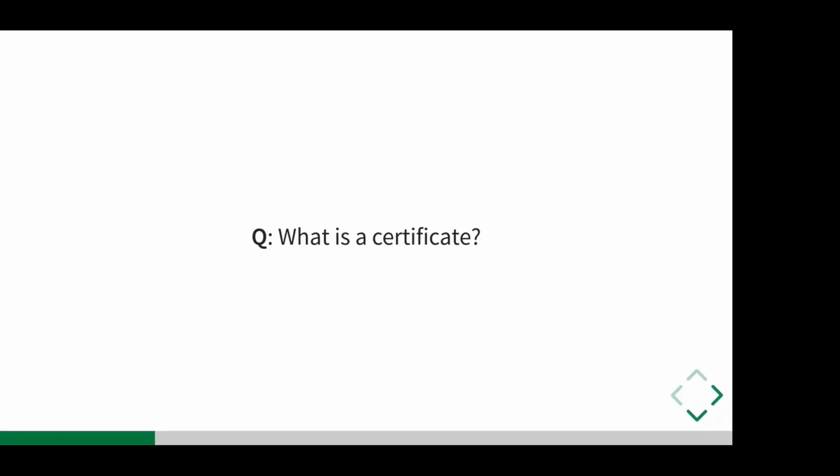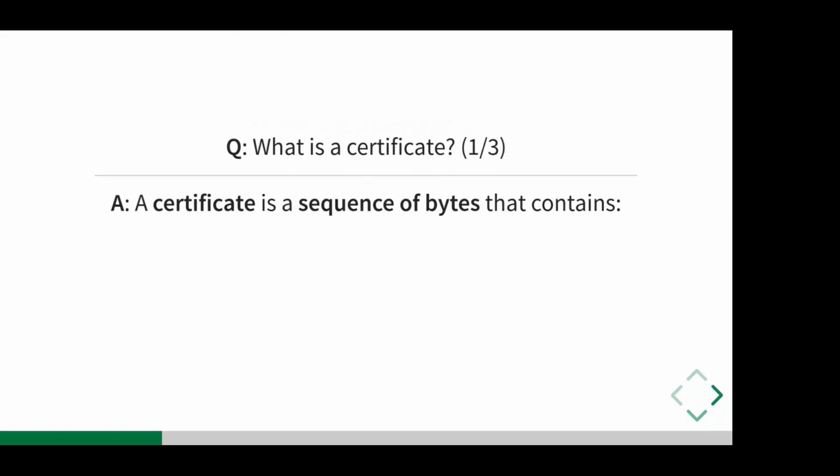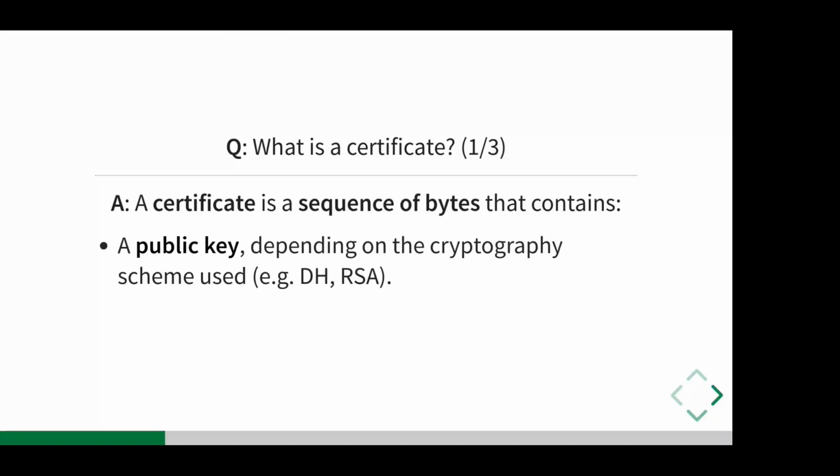Okay, what is a certificate? A certificate creates a binding, but what is it made of? A certificate is just a sequence of bytes. I mean, everything is just a sequence of bytes, but in particular, those bytes hold a bunch of information, such as a public key, because of course they have to bind a public key to an identifier, so they must contain a public key.